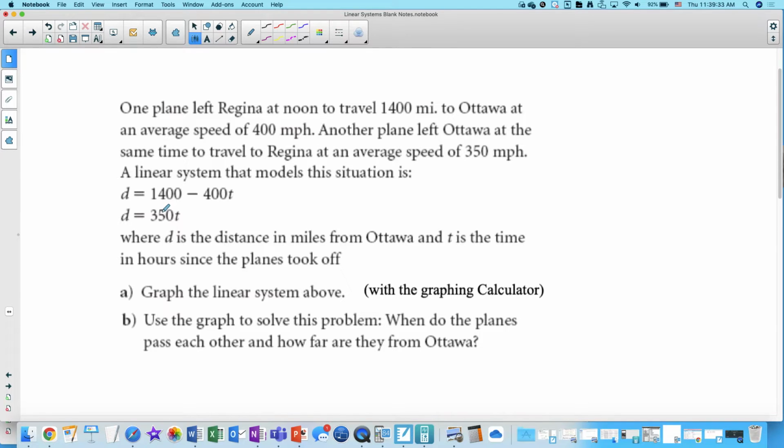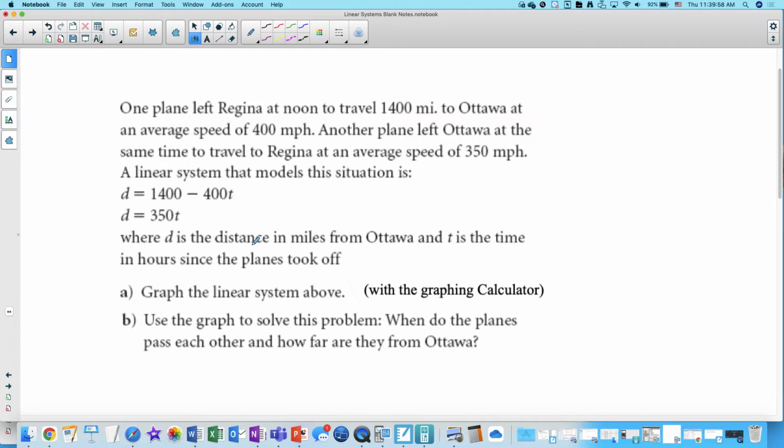Okay? With this first one, we'll read through it, but you actually don't have to come up with these equations for this question. They're given to you. Okay, so we're going to talk a little bit about why they make sense, why they model the situation, and then we're going to do an example where we actually have to come up with the equations ourselves. Okay, so here's the situation.